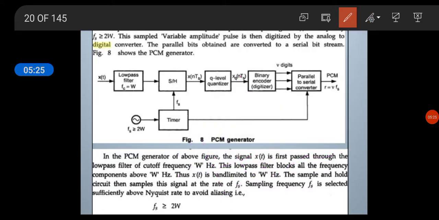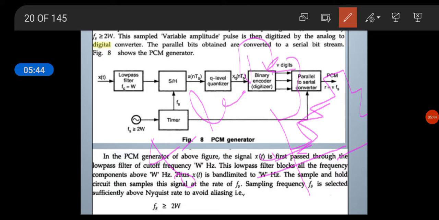After that, it is given to the binary decoder. It converts the levels into binary bits. How does the encoding happen? We assign some binary bits to each level. If we are performing Q level quantization, meaning four levels, there will be four kinds of encoding: 00, 01, 10, 11.